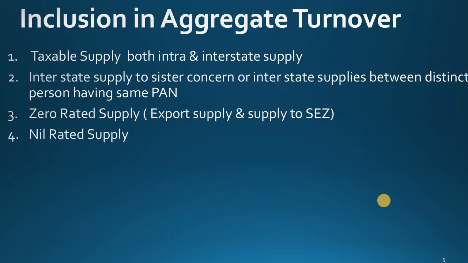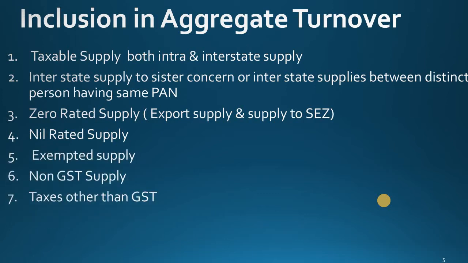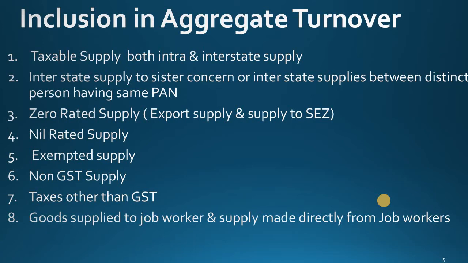Then zero rated supply, including export supply and supply to SEZ. Then nil rated supply, then exempted supply, then non-GST supply, then taxes other than GST, then goods supplied to job worker and supply made directly from job worker's place. So this is included in aggregate turnover. So that means every supply is included. Almost all the taxable supply is included in aggregate turnover.